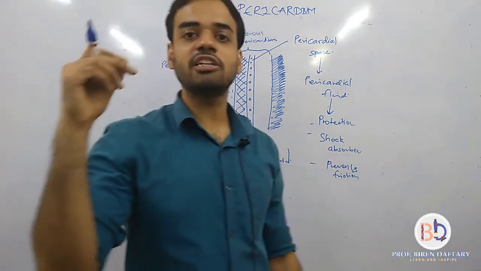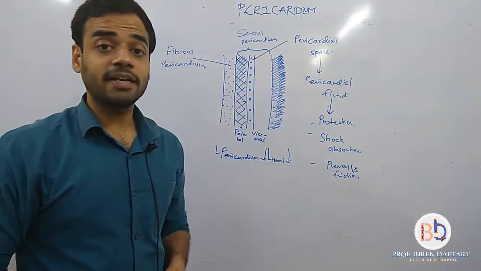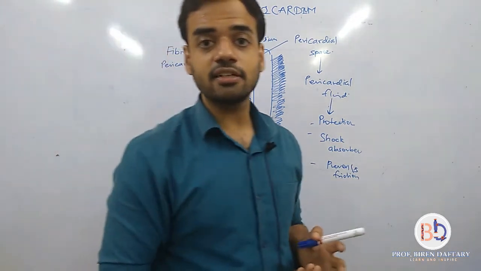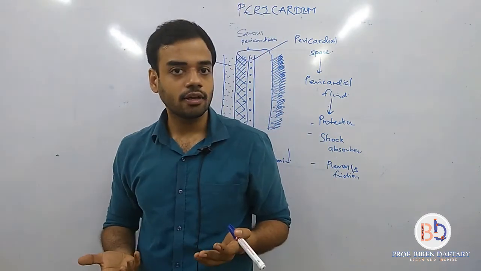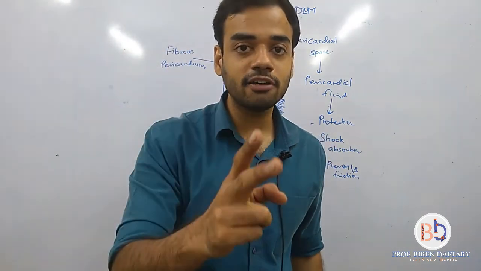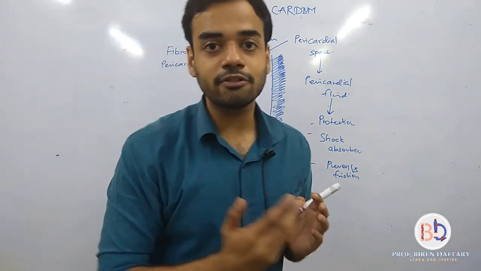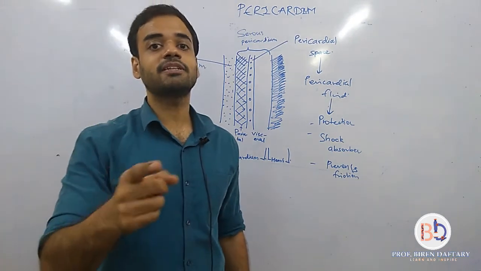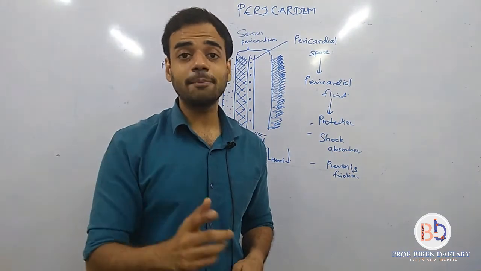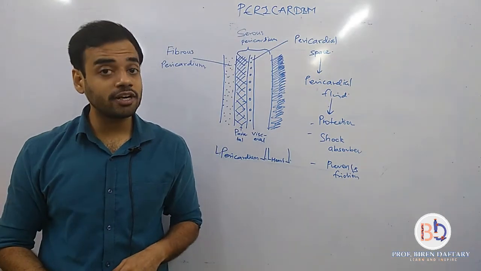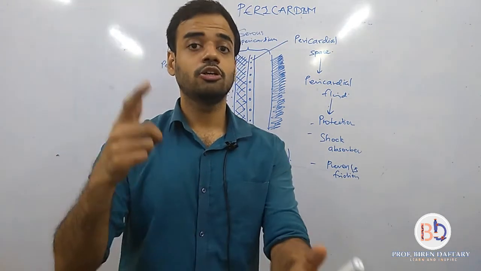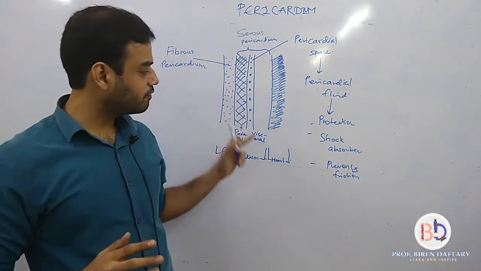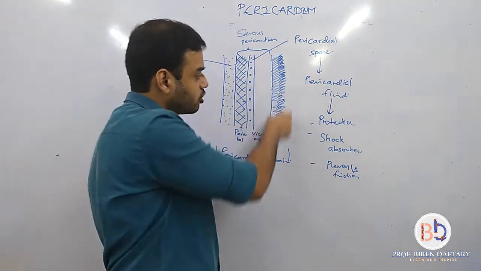Once again, let me just revise quickly so that it becomes clear. Pericardium is divided into two parts. Which are they? Outer fibrous, inner serous. Fibrous is thick, serous is soft. Serous pericardium is further divided into outer parietal and inner visceral. Between the parietal and the visceral serous pericardium is present the pericardial space. Inside the pericardial space is present pericardial fluid, which helps in protection, shock absorption and prevents friction. Is this clear? And inside, obviously, the visceral serous pericardium is attached to your heart.